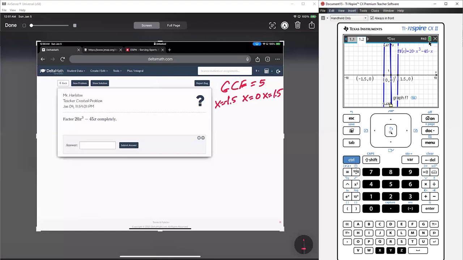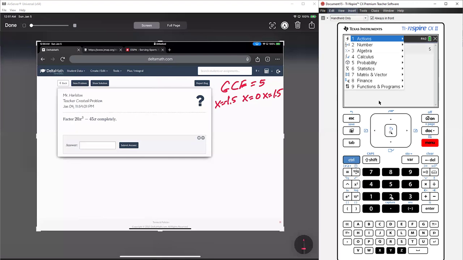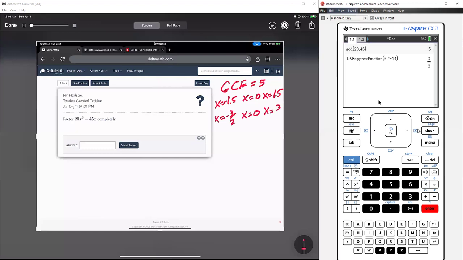We're going to convert these decimals into fractions. So let's go back here and do that real quick. 1.5 converted to a fraction is 3 over 2, but I wanted to show you if you didn't know how to do that. So this is going to be x equals a negative 3 over 2. This is going to be x equals 0. This is going to be x equals a positive 3 over 2.